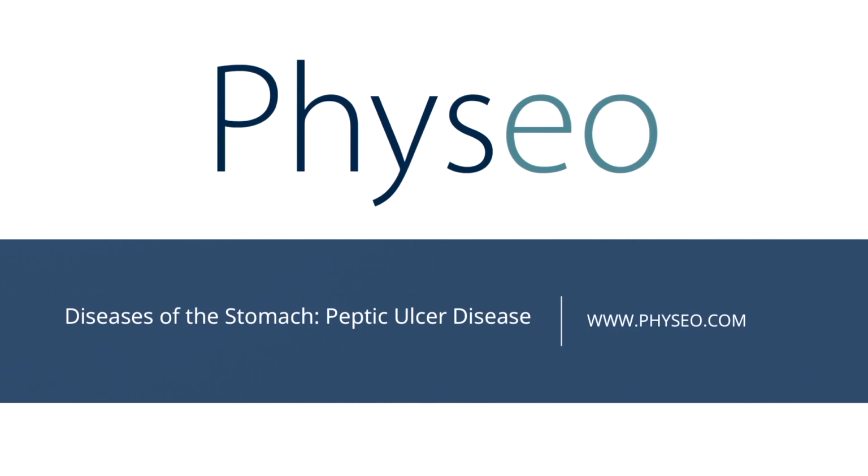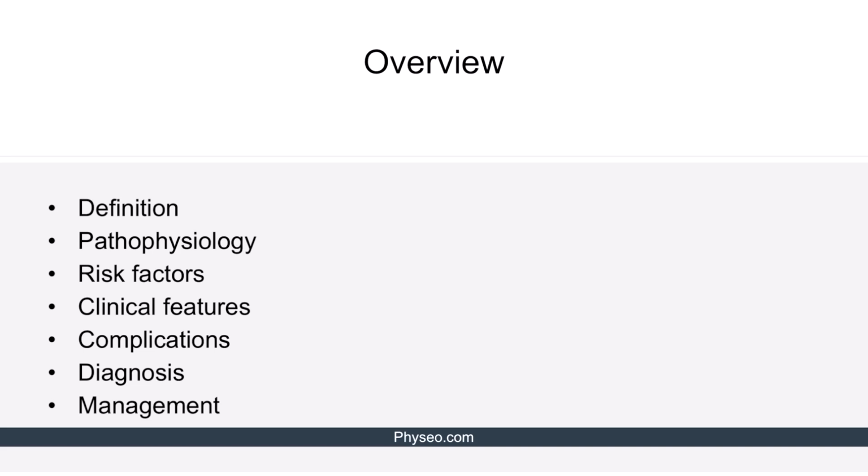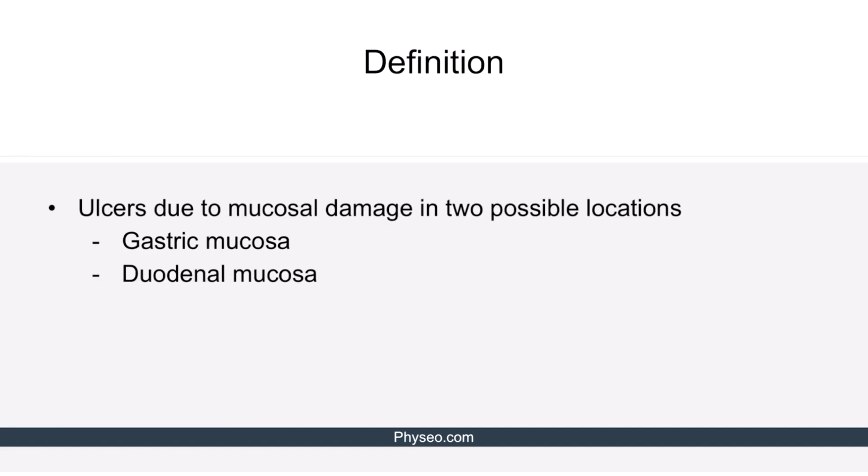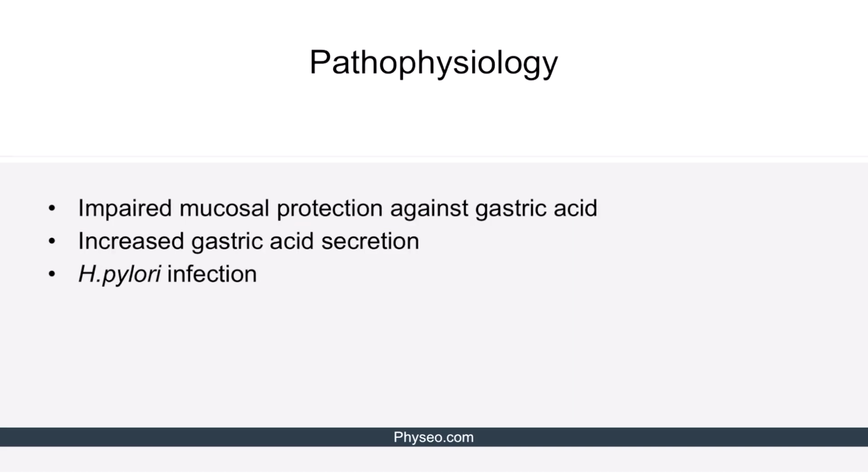Let's begin. For peptic ulcer disease, we'll be discussing the definition, pathophysiology, risk factors, clinical features, complications, diagnosis, and management. Peptic ulcer disease is a disease characterized by the presence of ulcers caused by mucosal damage in two possible locations, the gastric mucosa or the duodenal mucosa. In peptic ulcer disease, there is either impaired mucosal protection against gastric acid or increased gastric acid secretion. This leads to damage to the gastric and duodenal mucosa, respectively.